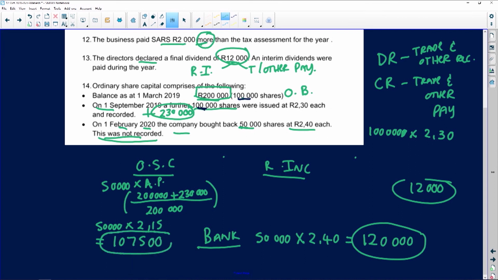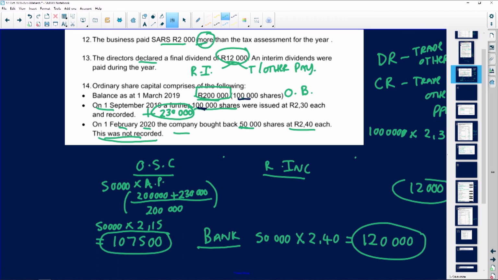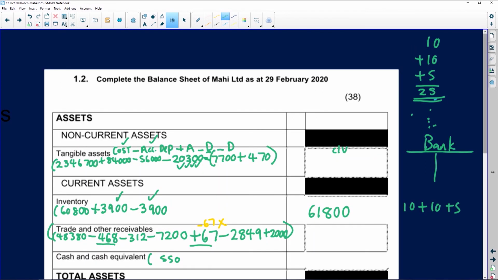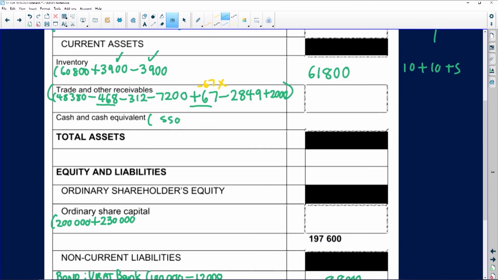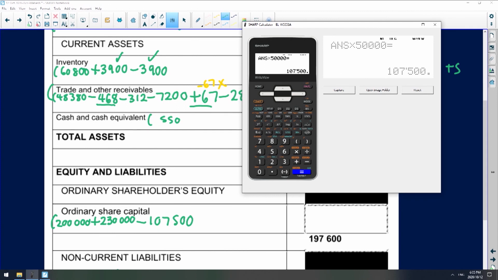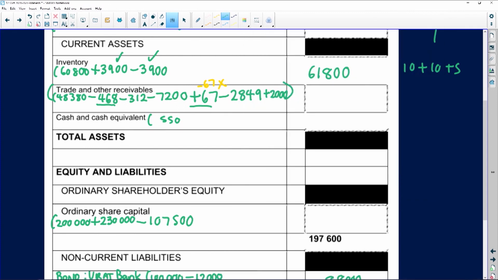Just watching the time, guys, we seem to still have plenty of time. So ordinary share capital, let's go back to the balance sheet and decrease our ordinary share capital by the buyback amount that impacts on ordinary share capital. So minus 107,500. I just want to quickly double check that was correct. Remember guys, try and show your calculation because the actual amount itself would have been worth at least 3 marks. In the event of you getting it incorrect, we're looking for part marks where we can give you maybe 1 or 2 marks out of the 3.